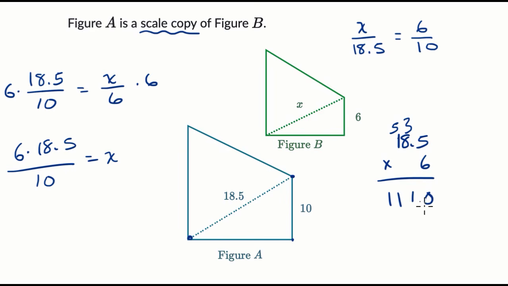And then we have one number behind the decimal, so it's equal to 111 over 10, or another way of thinking about it is 11.1 is equal to x, or x is equal to 11.1 in this scenario.